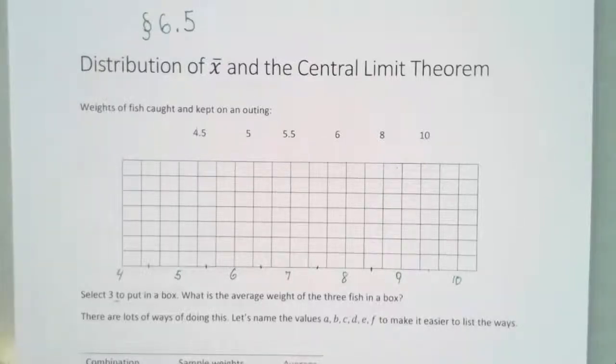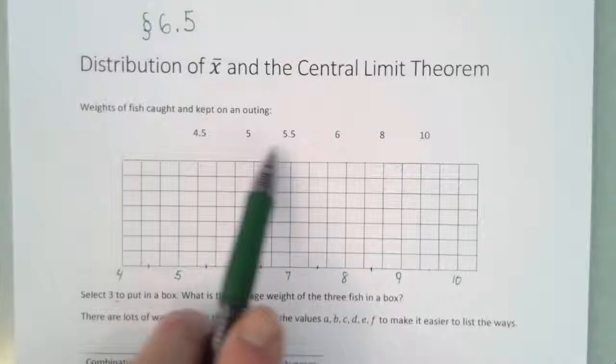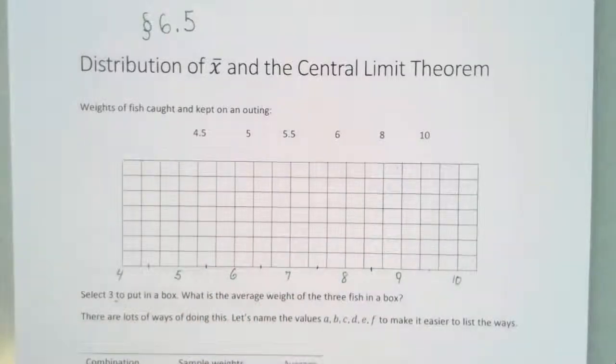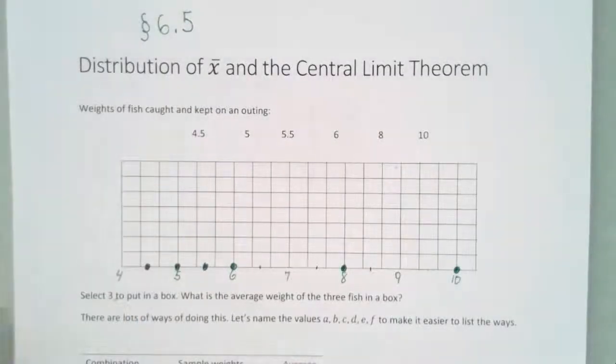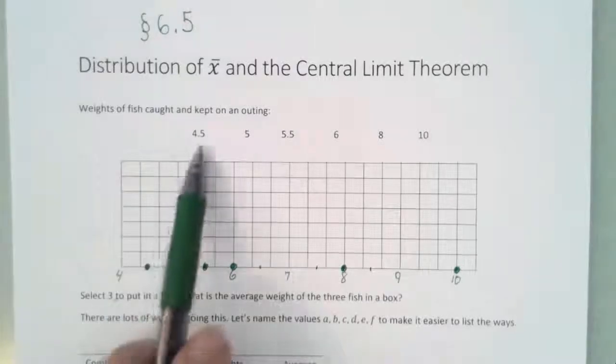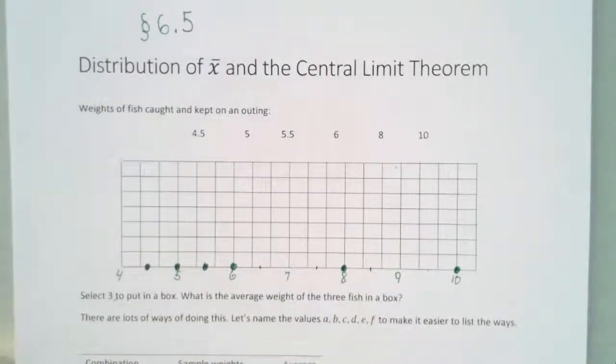Suppose someone goes fishing one day and comes back with fish that have these weights in pounds. Now we could get a sense of what this distribution looks like by making a dot plot. So let's do that first. We placed a dot on the x-axis every place that we have an observation or a data point, and we can observe some things about this distribution right away.